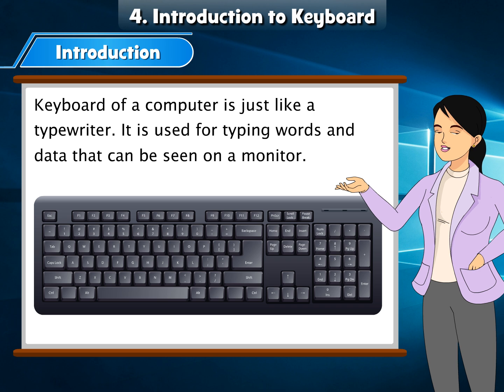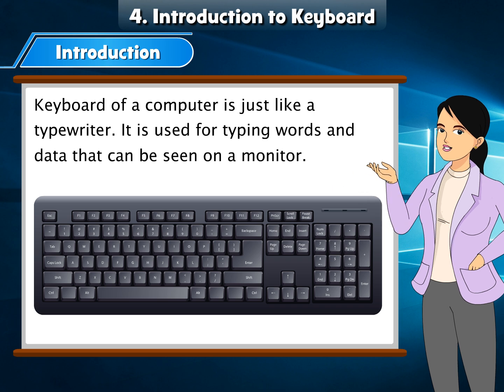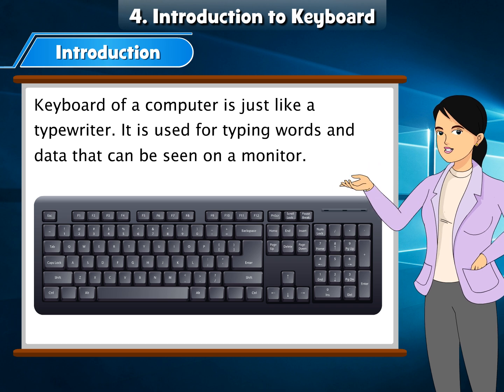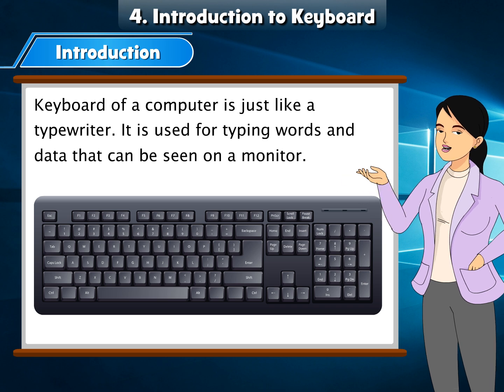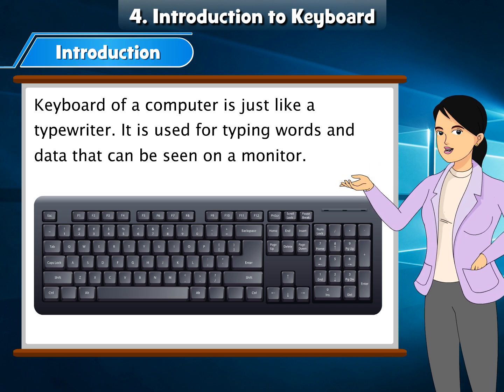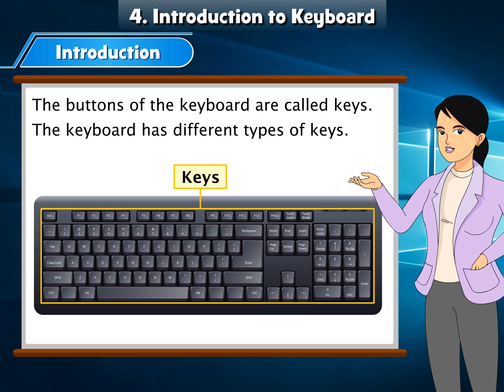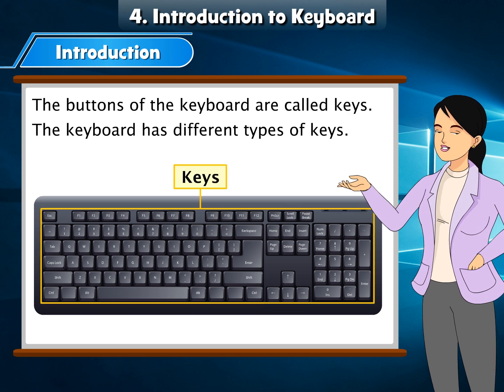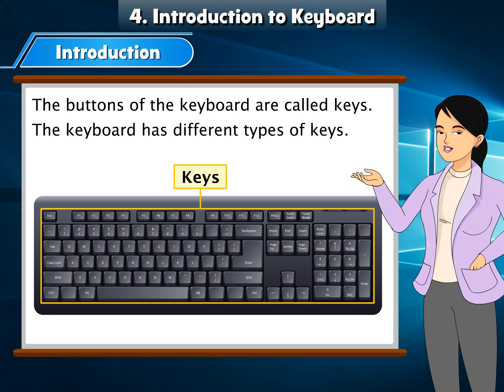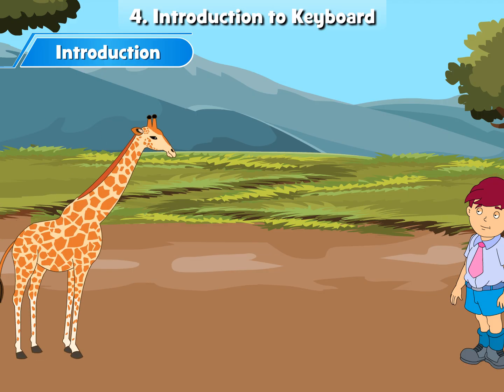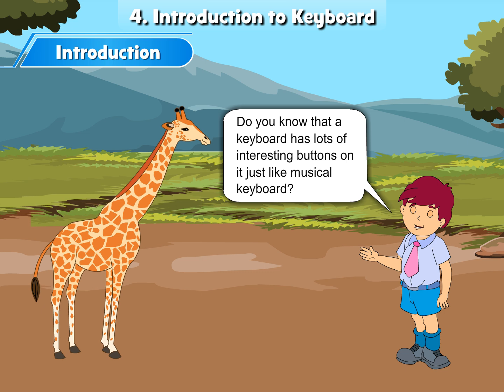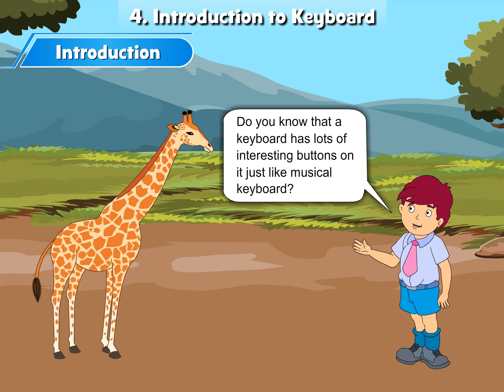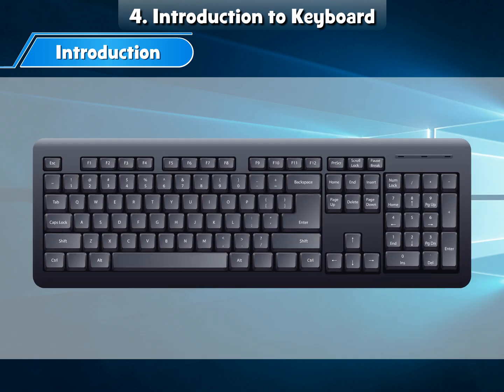Introduction. The keyboard of a computer is just like a typewriter. It is used for typing words and data that can be seen on a monitor. The buttons of the keyboard are called keys. The keyboard has different types of keys. Do you know that a keyboard has lots of interesting buttons on it, just like a musical keyboard?